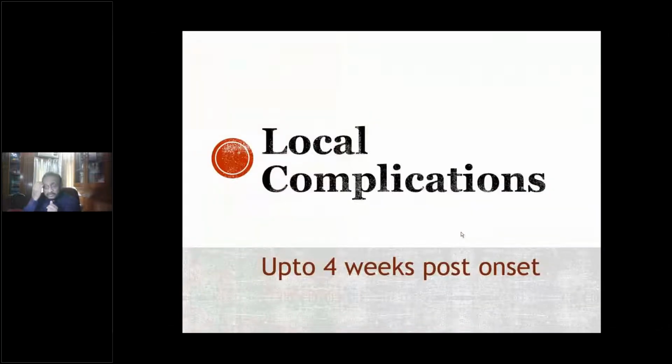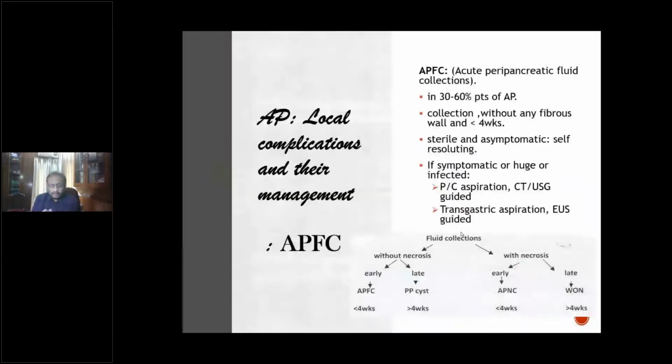Up to 4 weeks post onset, the local complications are basically those where management is not really required. Why? Because at that point of time, a wall has still not formed. Before 4 weeks, the collection is without any fibrous wall, and that's why you have to wait and watch. You have to bide your time and wait for the eventuality in that collection. If you have an acute peripancreatic fluid collection, which occurs in almost 30 to 60% of patients of acute pancreatitis depending upon the severity, and it is less than 4 weeks, sterile and asymptomatic, do not do anything. It is self-resolving.